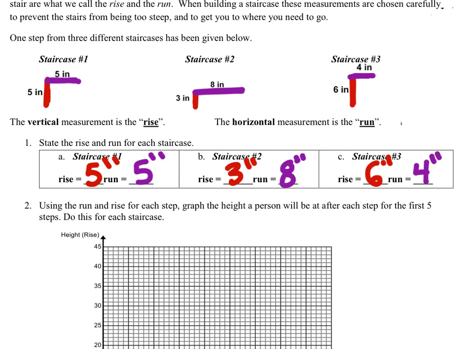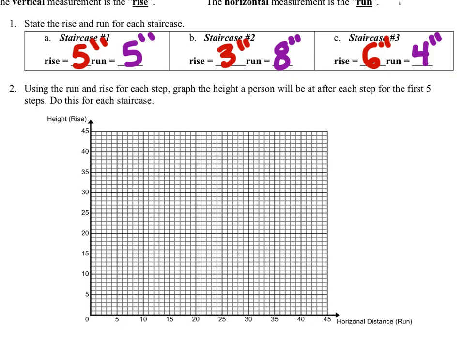All right, onward to number 2 with the graph. This one's the best part. Using the rise and run for each step, graph the height a person will be after each step for the first 5 steps. I'm just going to graph the first 5 steps. Do this for each staircase. All right, so I'm going to start with staircase 1, which I will do in red on the graph. So this will represent staircase 1.